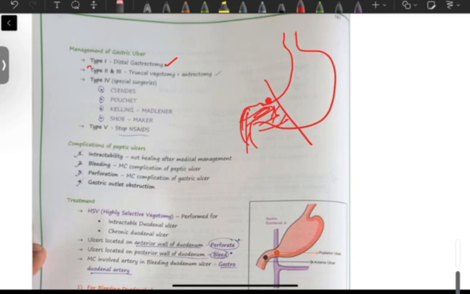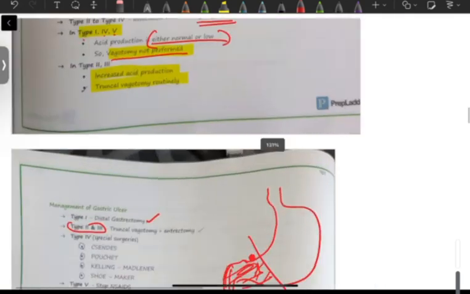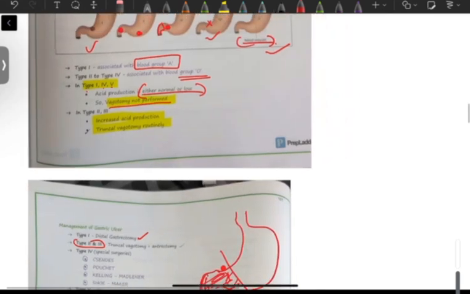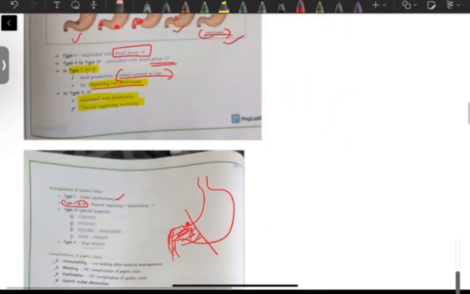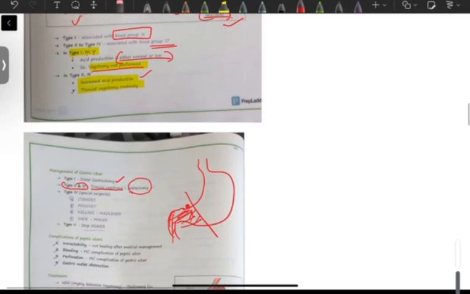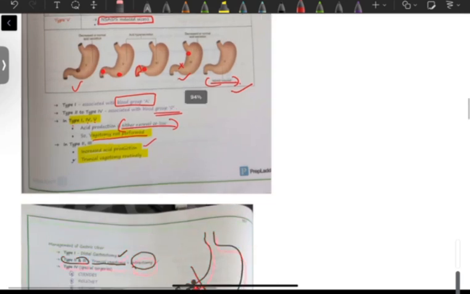For types 2 and 3, there are two ulcers, and in type 3 there is a pre-pyloric ulcer. In that case, we will go for truncal vagotomy, because in types 2 and 3 there is increased acid production, just like I have mentioned before. For that reason, we go for truncal vagotomy and then removal of the antrum of the stomach, that is antrectomy. Why are we removing the antrum?